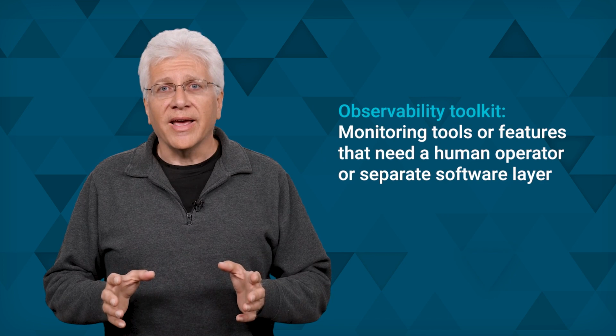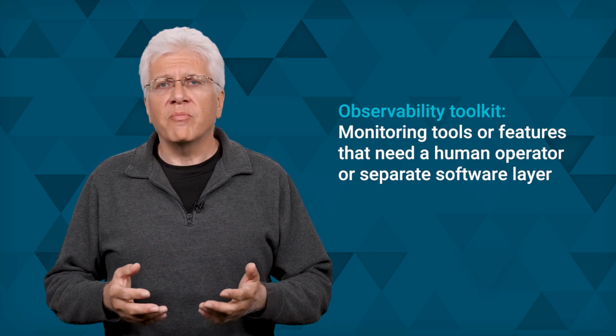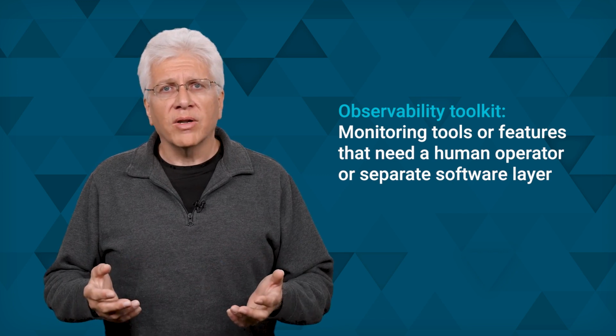The final step in implementation is to choose your observability toolkit or platform. An observability toolkit is a set of monitoring tools or features that support observability but need a human operator or a separate software layer to support collective analysis. Toolkits usually require customization, but they can also accommodate your existing software and data sources.